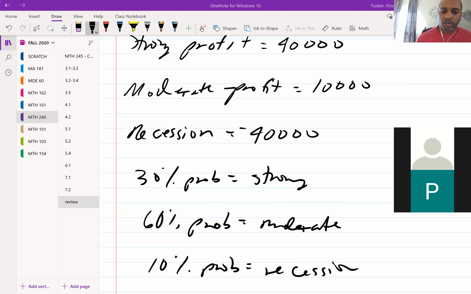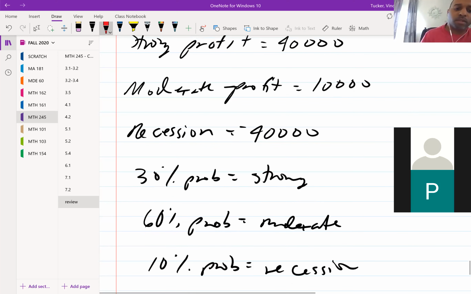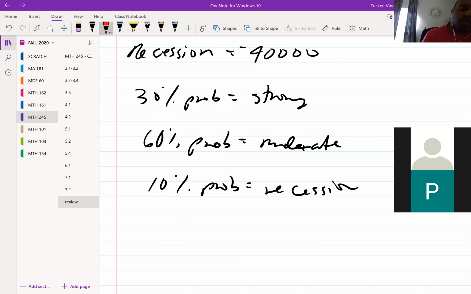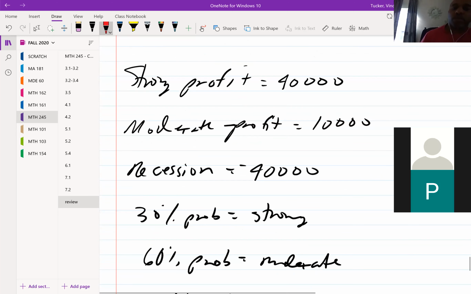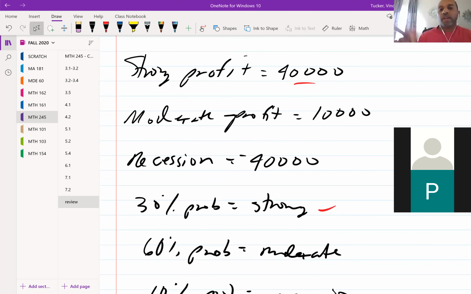Yep. Let's try it like this. See if this is good enough for my notes set. So let's go with 40,000. That's 30%, I'll do it like this first. All right, 30% times 40,000. So strong and strong will link up. I believe all we have to do is multiply those together and then add them all.